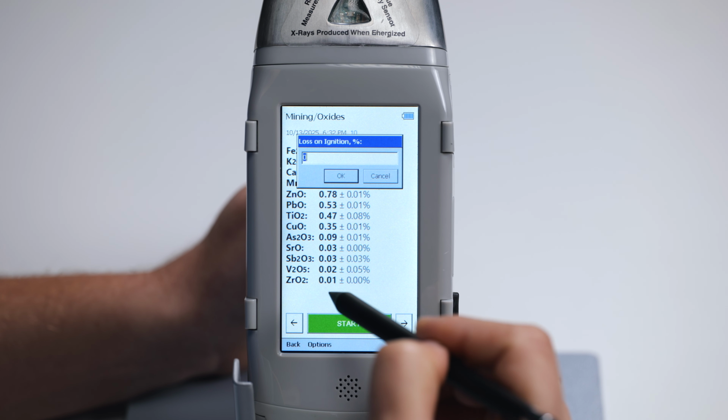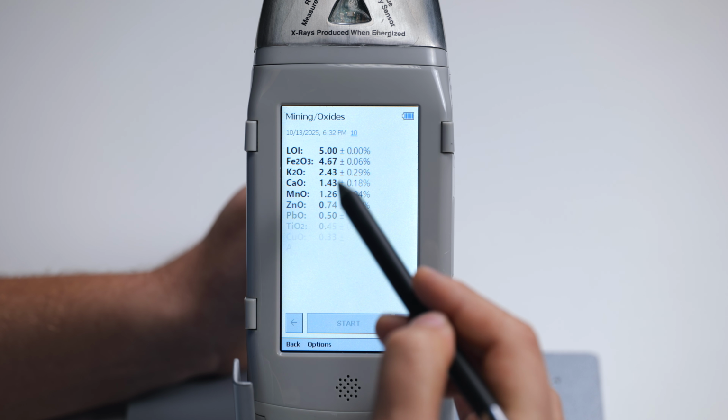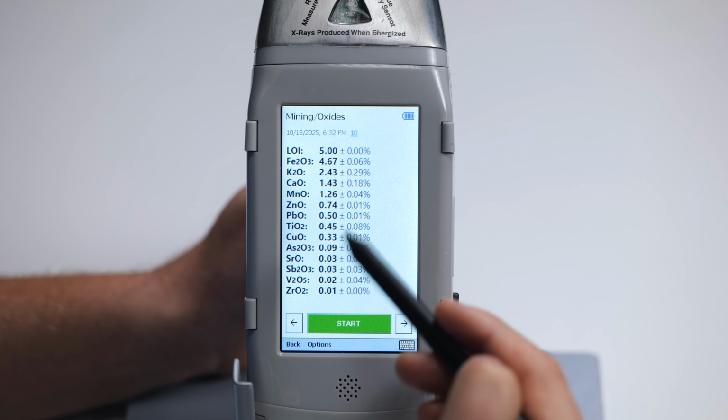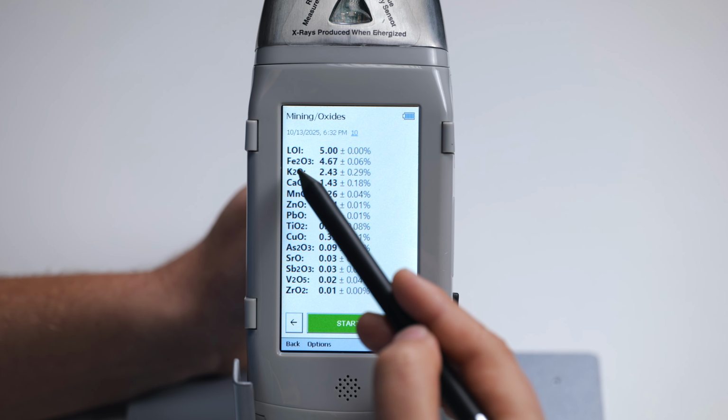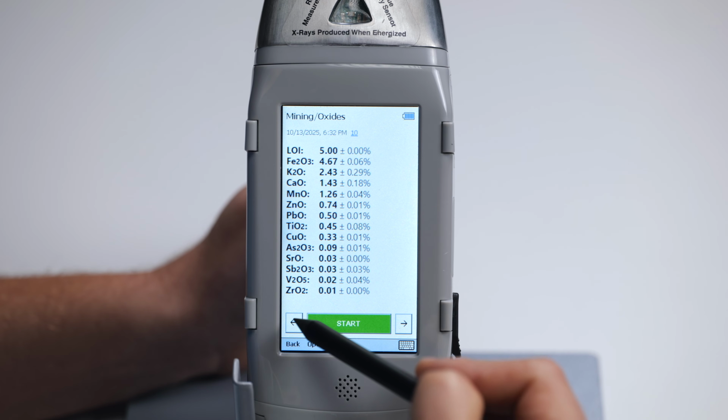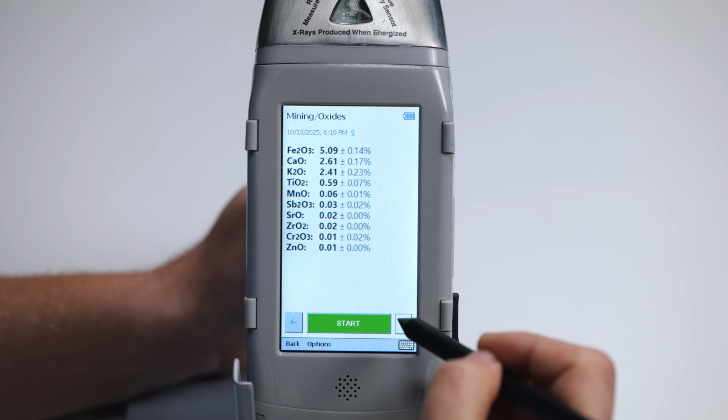Loss of ignition shows how much mass the sample loses during high temperature heating. This can be evaporation of moisture, burning of organic matter, release of CO2 from carbonates, and so on. In many standards for ores and cement raw materials, this parameter is mandatory.